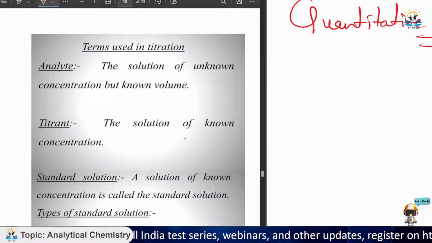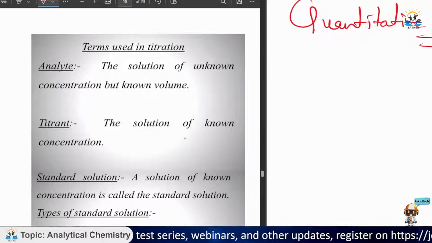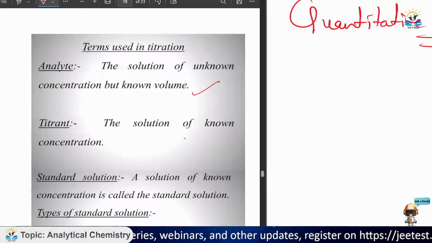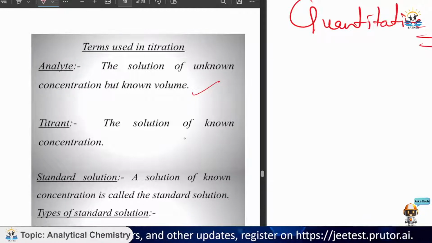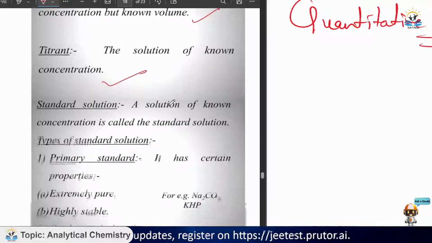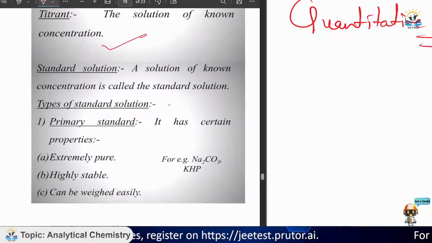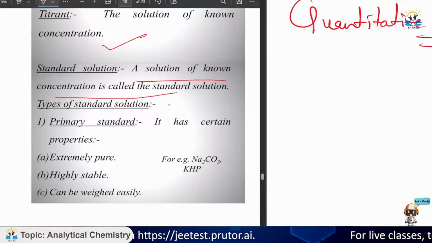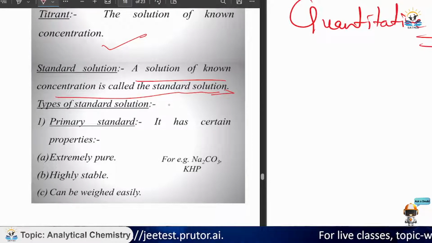What is an analyte? Analyte is the solution of unknown concentration but known volume. We will have the volume known, but the concentration will be unknown. Now, titrant is the solution of known concentration. Here we will have the concentration of the titrant. Now, we will see the standard solution first. A solution of known concentration is called a standard solution. We will have the concentration, so it is a standard solution.